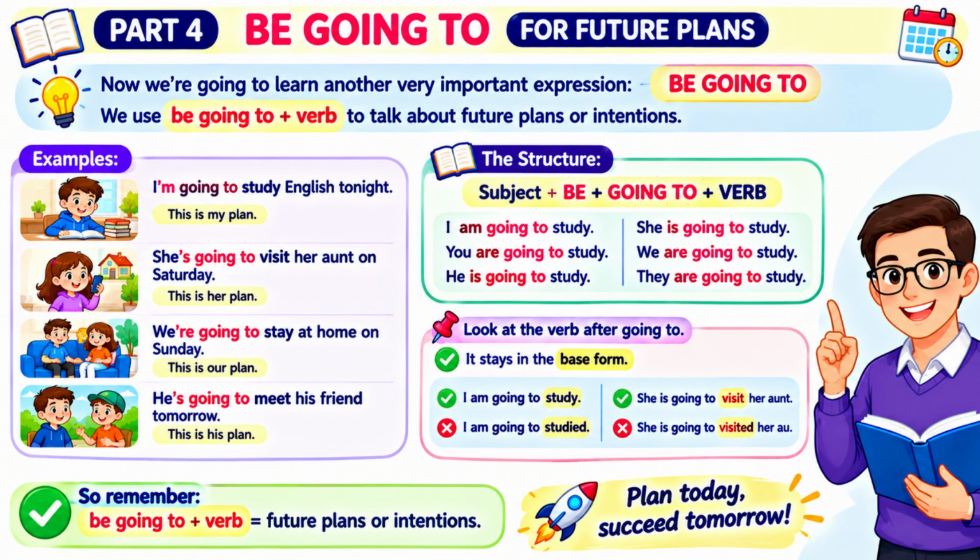Look at the verb after going to. It stays in the base form, so don't change it. I am going to study. We don't say I am going to studied. Incorrect. She's going to visit her aunt. She's going to visited her aunt. No.